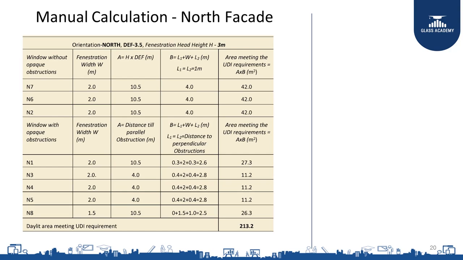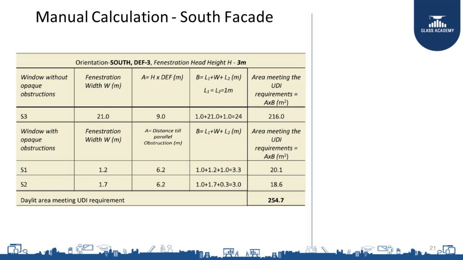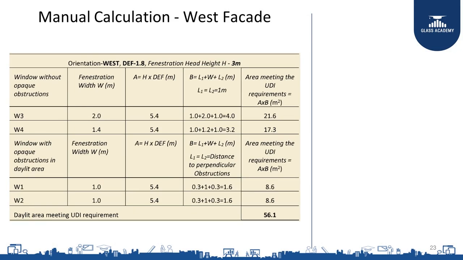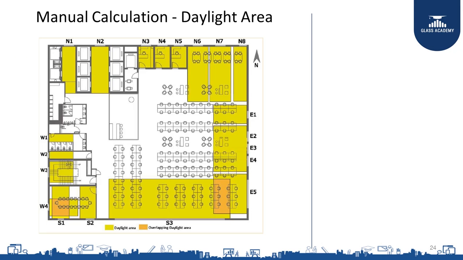We find out for all the windows which do not have opaque obstructions. For those which have opaque obstructions, we take a different calculation where A is the distance till the parallel obstruction, and then again we find out B and the areas. We sum total all these areas. We do this for the south facade, for the east facade, and similarly for the west facade. We not only calculate, but we also mark these areas on the drawing, on the floor plan.